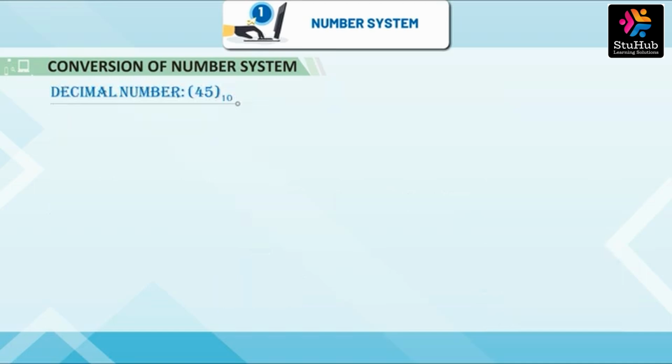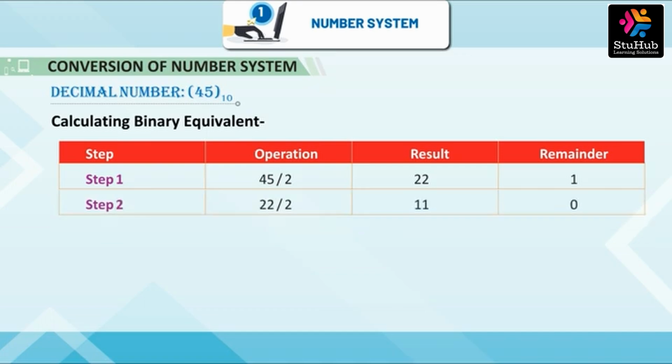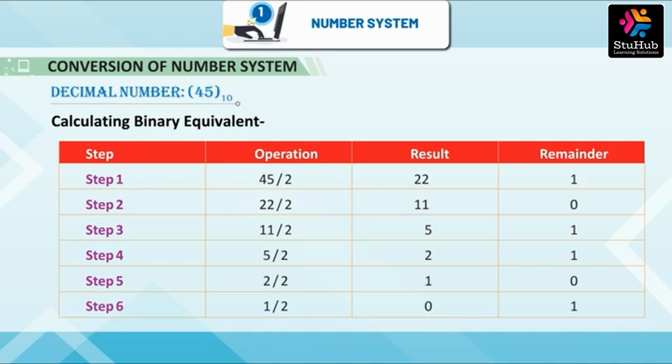Decimal number 45 with base 10. Calculating binary equivalent. Step 1. 45 divided by 2. Result 22, remainder 1. Step 2. 22 divided by 2. Result 11, remainder 0. Step 3. 11 divided by 2. Result 5, remainder 1. Step 4. 5 divided by 2. Result 2, remainder 1. Step 5. 2 divided by 2. Result 1, remainder 0. Step 6. 1 divided by 2. Result 0, remainder 1.